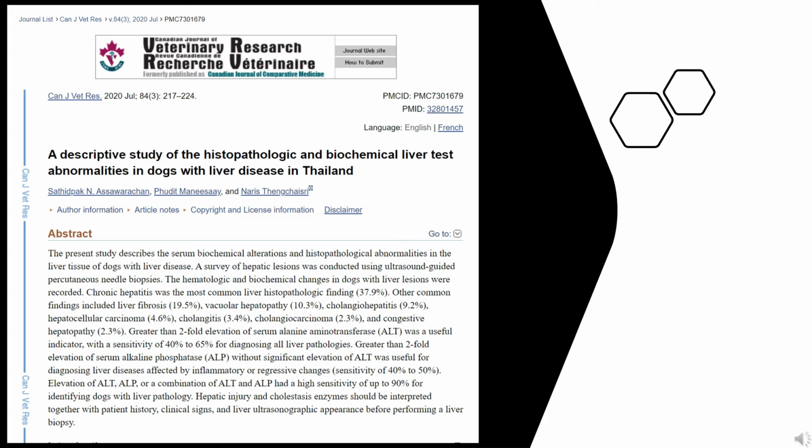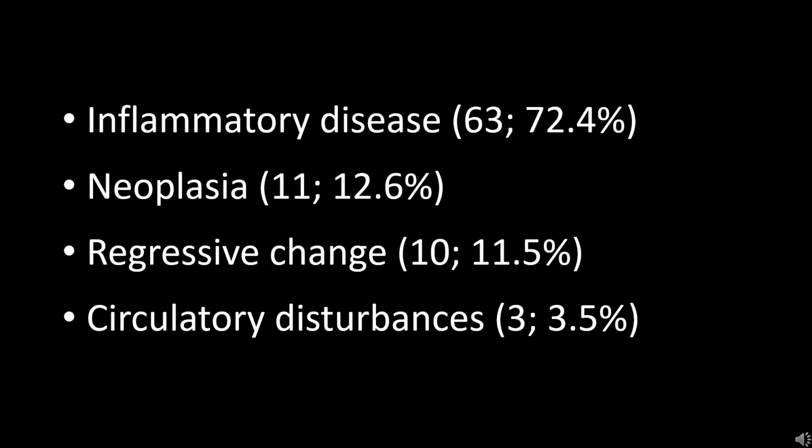This is the case study taken from NCBI website, a descriptive study of histopathologic and biochemical liver test abnormalities in dogs with liver disease in Thailand. In short, this study, which involves 87 dogs, describes the sensitivity of the enzymes in relation to the different conditions of liver diseases, namely inflammatory disease, neoplasia, regressive change or degenerative change, and circulatory disturbances.